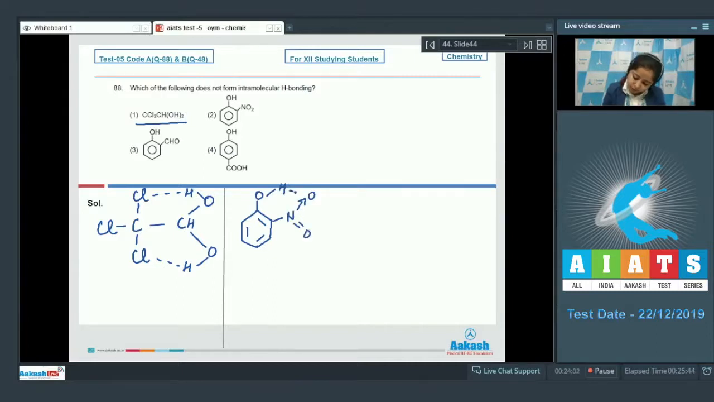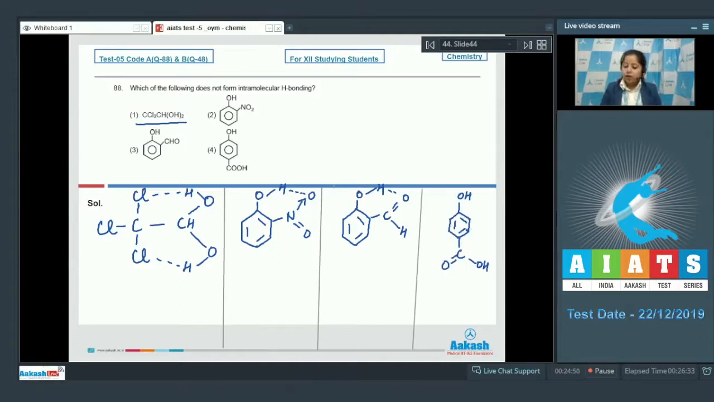OHNO2, there exists hydrogen bonding. Moving to next option, there also exists hydrogen bonding. Moving to last option. In this molecule, there is no intramolecular hydrogen bonding as the two substituents are attached at the para position of each other. Rather, in this molecule, there exists intermolecular hydrogen bonding. So, the correct answer is option number 4.